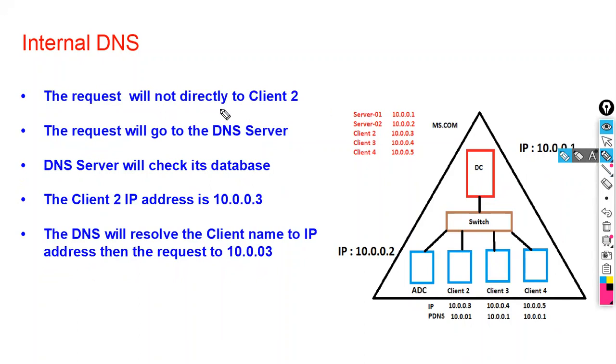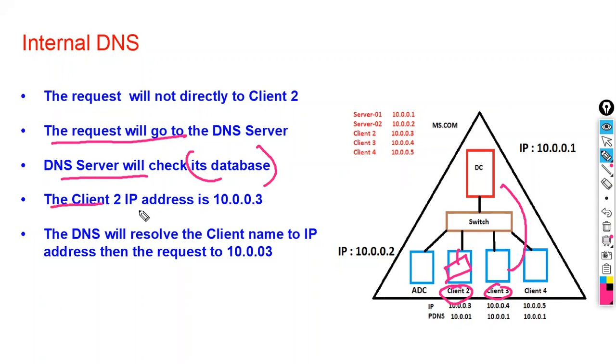So the request will not directly go to client 2. This client 3 wants to access the folder in client 2. The request will go to the DNS server. The DNS server will check the database, and client 2's IP address is 10.0.0.3. So DNS will tell this client 3 that the IP address of this client 2 is 10.0.0.3. DNS will resolve the client name to IP, and using this IP address, client 3 will communicate with client 2.